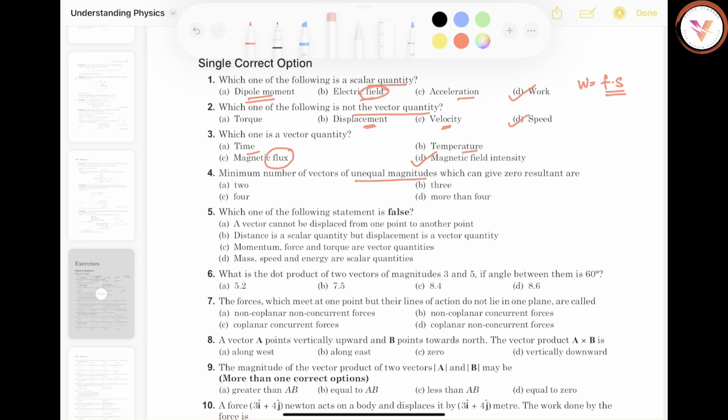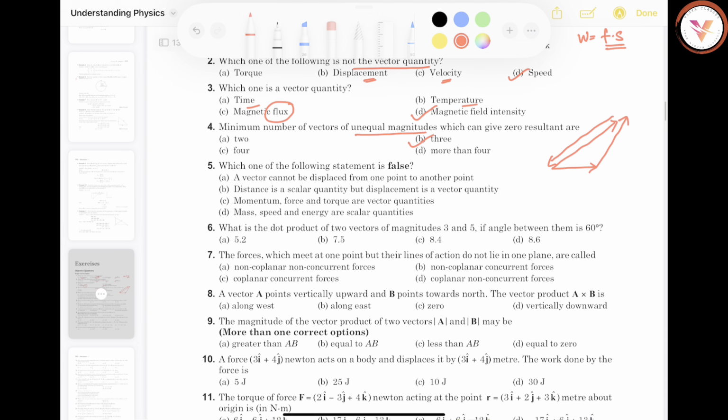For unequal vectors, say one is this, one is here. Let's take the triangle rule. So the resultant would be here. Now if I have a vector in opposite direction, then I can have a zero resultant. So you need a minimum of three vectors to give zero resultant of unequal magnitude. Okay, so the answer is 3.